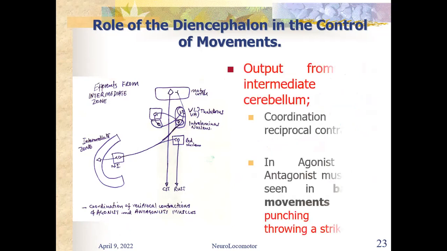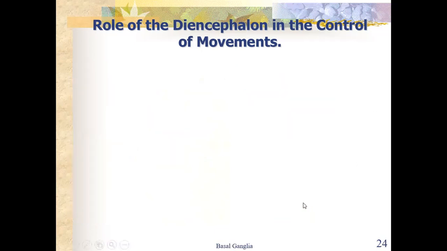That is the pathway that integrates these functions of reciprocal contractions of agonist and antagonist muscles. Okay, so this is what I've just explained. Output from the intermediate cerebellum plays a role in coordination of reciprocal contractions of muscle. Remember, we have agonist and antagonist muscles at joints and on some of the limbs. You can see such movements in ballistic movements, like punching or throwing a strike. That is the action of the agonist and antagonist muscles, a typical example of them in action.